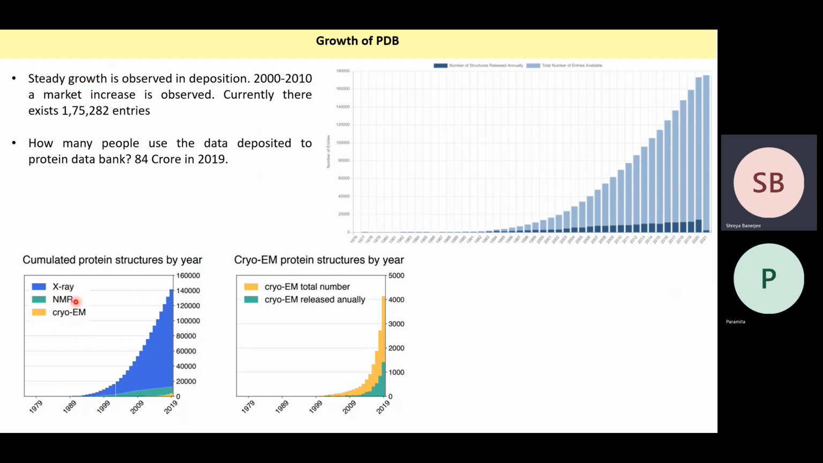And cryo-electron microscopy, if you see over the years, its use has also increased. Initially, it was mostly X-ray. Then slowly around 1999, NMR came into use. And then around 2010, cryo-electron microscopy gradually started. But now, this yellow number, if you see, cryo-electron microscopy over the years is becoming more and more used as a technique to find out protein structures.